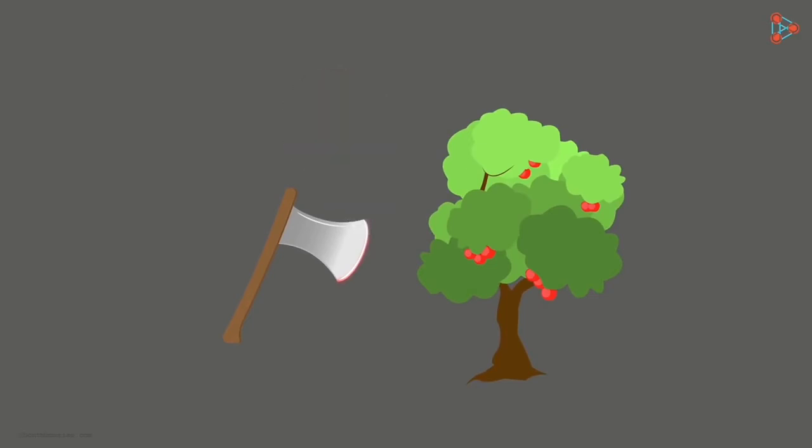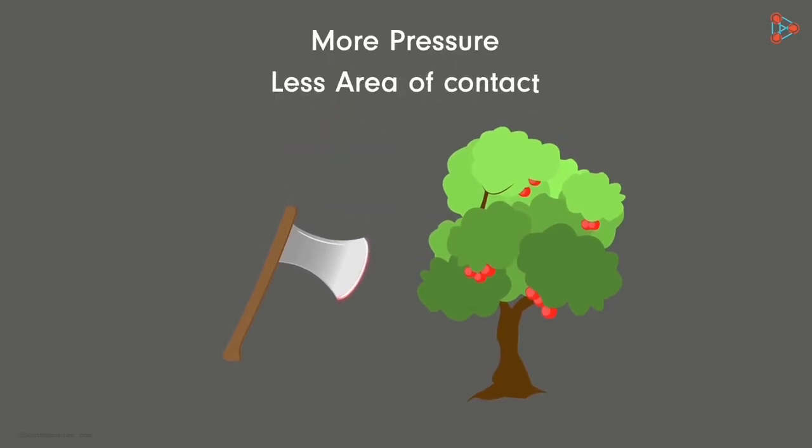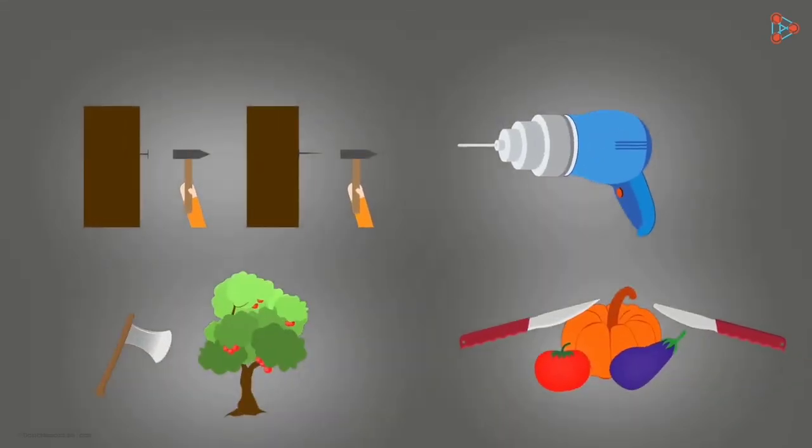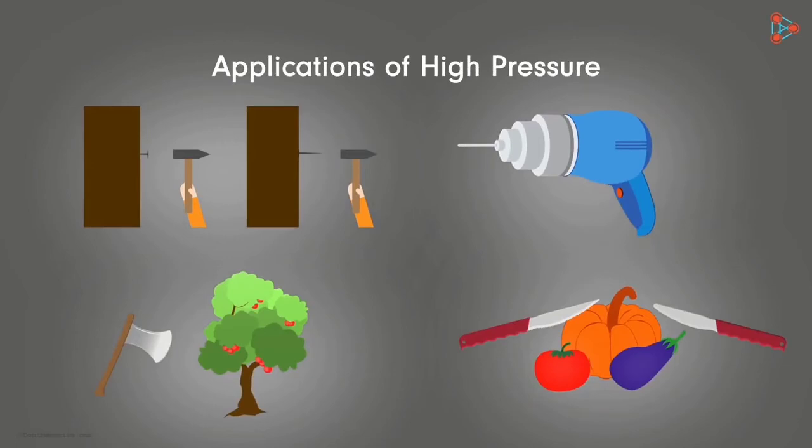When we use an axe for cutting a tree, more pressure, less area of contact. In all these examples, you can understand high pressure is applied by using low area. Area in contact is very low, that's why high pressure.